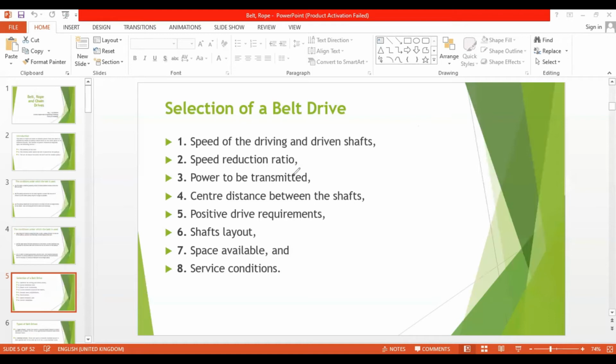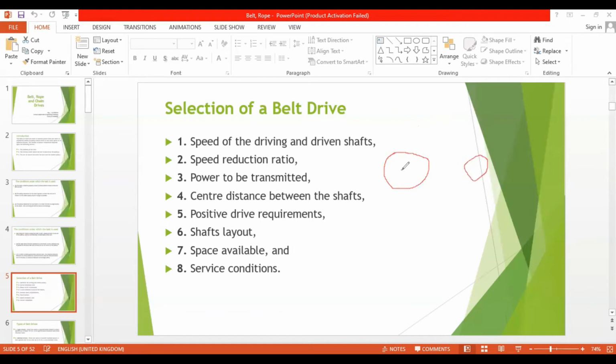Is it a moderate amount or a large amount? This should be considered while selecting a belt drive. Next, the center distance between the shafts. If it is a factory or something similar, then limited space is available, and you need to use the available space very efficiently.